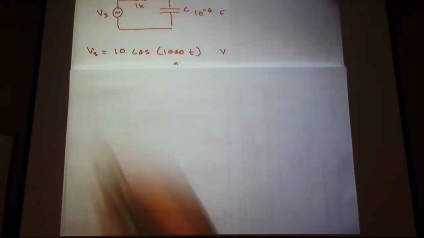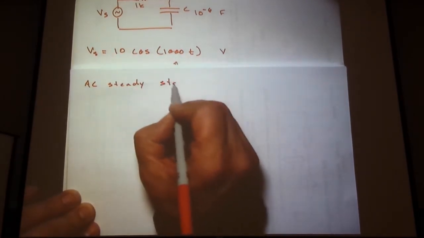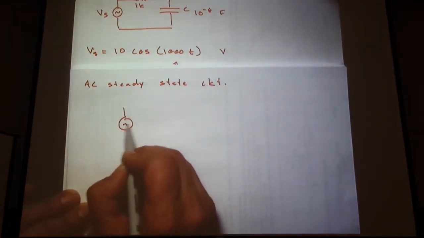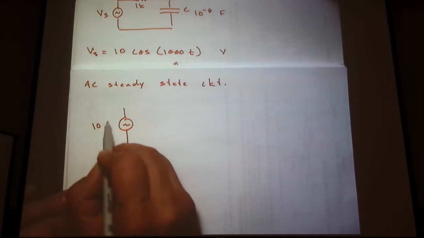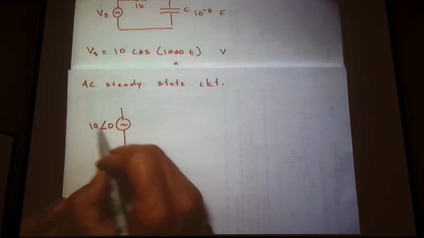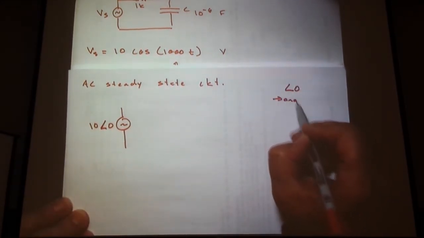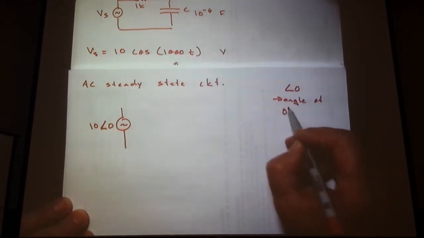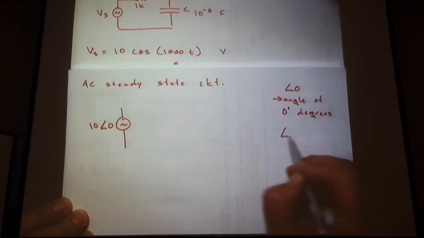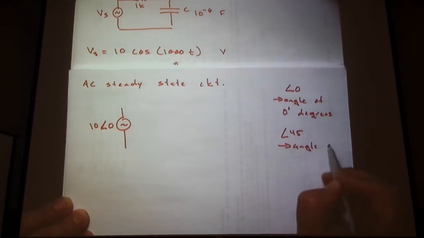Well, we now want to look at the AC steady state equivalent circuit. And what does that look like? Well, I'm going to write this in a slightly unusual way. That's 10 angle 0. This means angle. Angle of 0 degrees. And you can do it in radians as well. Likewise, we can do something like 45. That's an angle of 45 degrees.